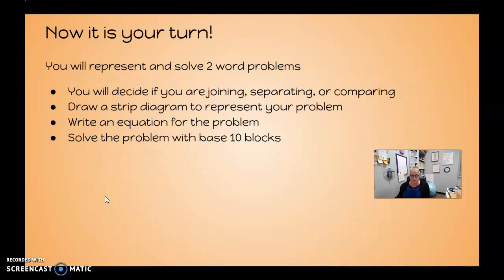Now it's going to be your turn. You are going to do the same thing that we just did. You're going to have 2 word problems. You're going to decide if you are joining, separating, or comparing. You are going to draw a strip diagram to represent your problem. You're going to write an equation for the problem, and then you're going to solve the problem with base 10 blocks. If you have any questions on how to do this, please ask your teacher.